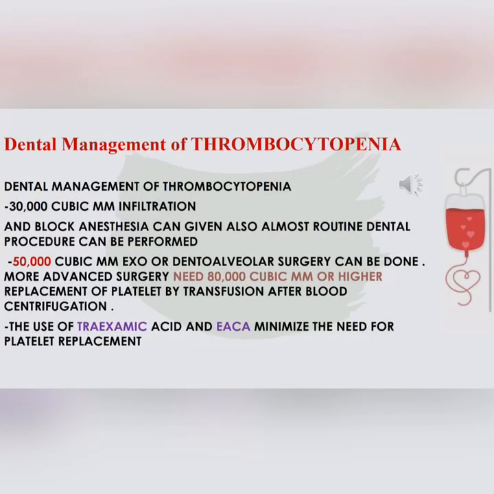Dental management of thrombocytopenia. When the count is 30,000 per cubic millimeter, infiltration and block anesthesia can be given. Also, almost all routine dental procedures can be performed. At 50,000 per cubic millimeter, extraction and dentoalveolar surgery can be done. More advanced surgery will need 80,000 per cubic millimeter or higher. The use of tranexamic acid and EACA minimizes the need for platelet replacement.